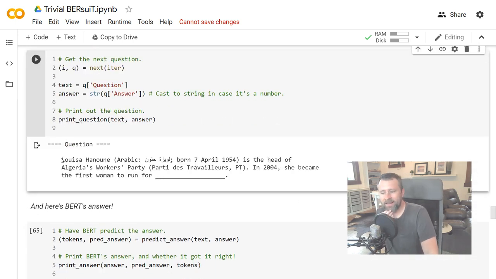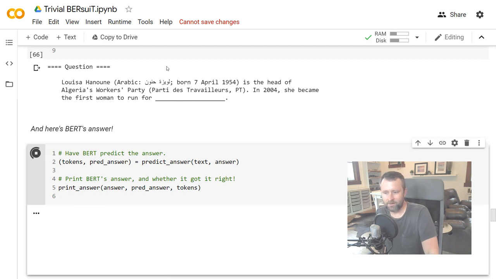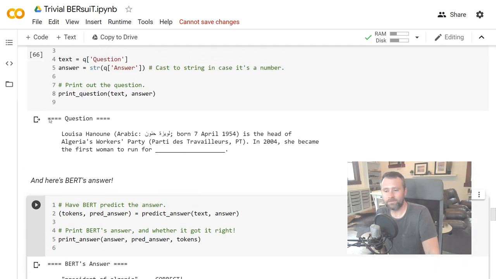All right, so this one I grabbed by going to a random Wikipedia article and taking a sentence from it that looked like a factoid. Louisa Hanoun, born in 1954, is the head of Algeria's Workers' Party. In 2004, she became the first woman to run for blank. Now, it does feel like Bert could maybe get this right just based on the structure of the sentence. President of Algeria. Correct. All right, that's pretty impressive. So either it knows that she's the president of Algeria, or it knows that she ran for president and there's Algeria in the question. But yeah, impressive.